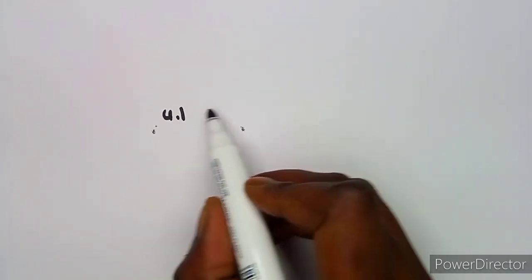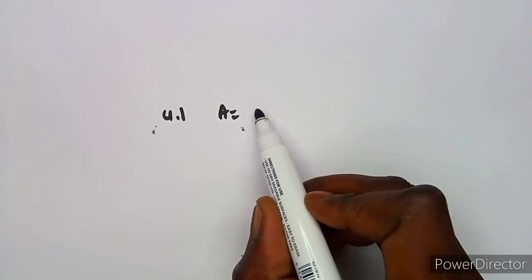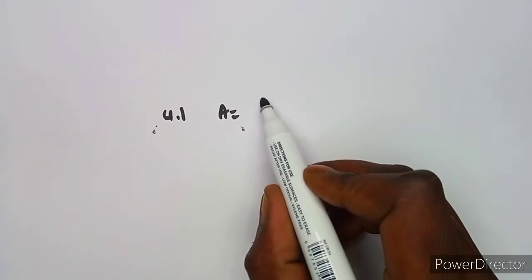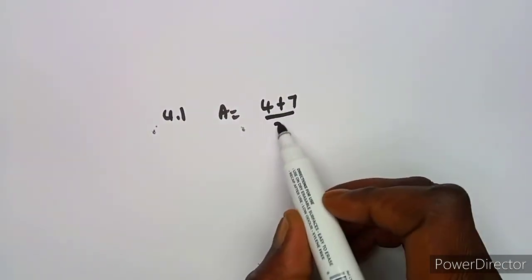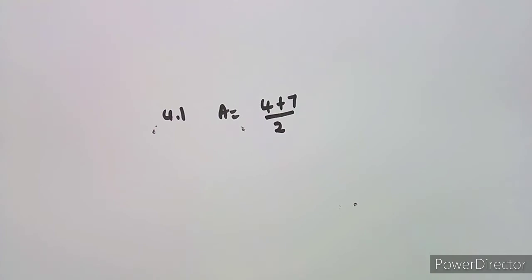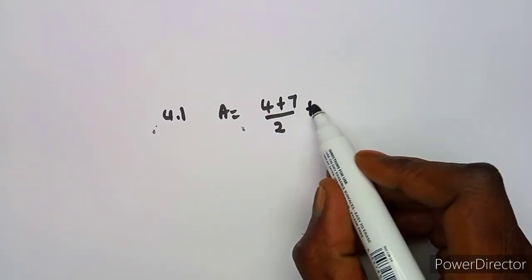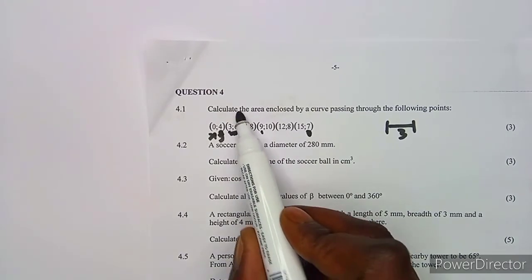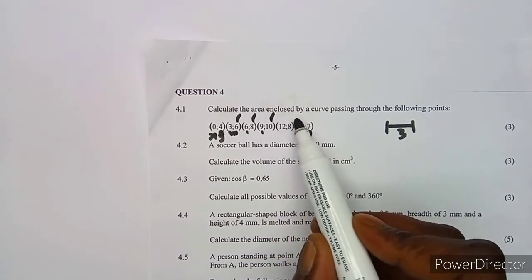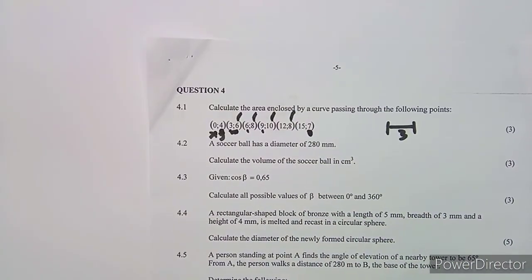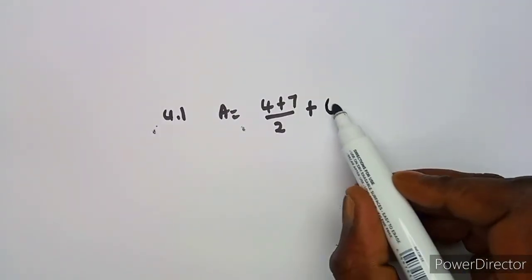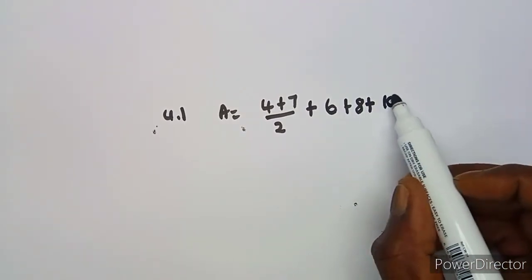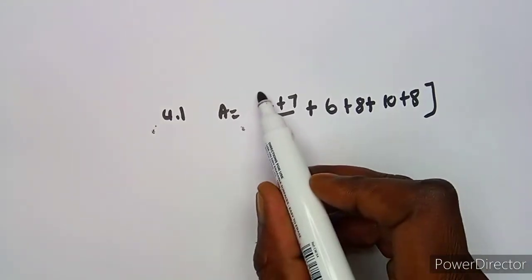So your area is going to be, first ordinate, we said it's 4, plus 7, okay? So that's 4 plus 7 over 2. That's first plus last ordinate, okay? Plus the sum of the remaining, you add for y only. So for these points, you take for y. So it's 6, 8, 10, 8, okay? You take the values for y only. So it's 6 plus 8 plus 10 plus 8, like this. All right, so this is what you have.